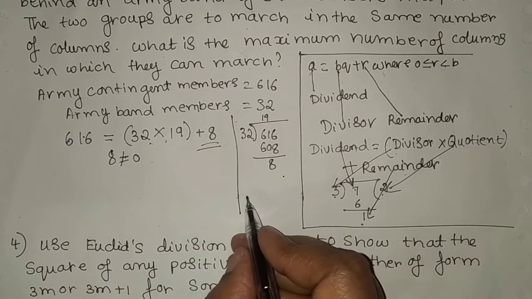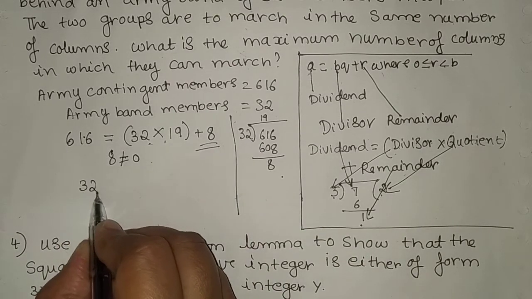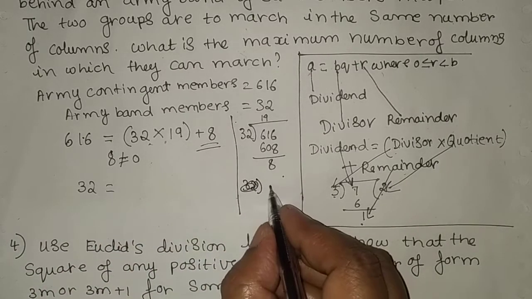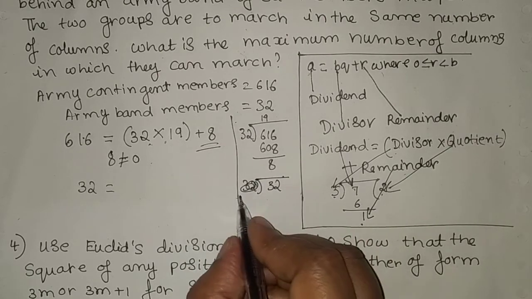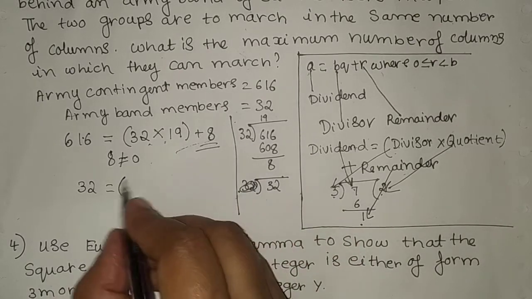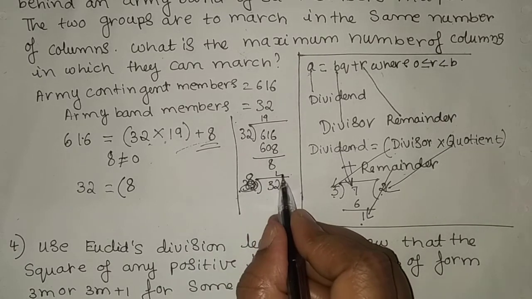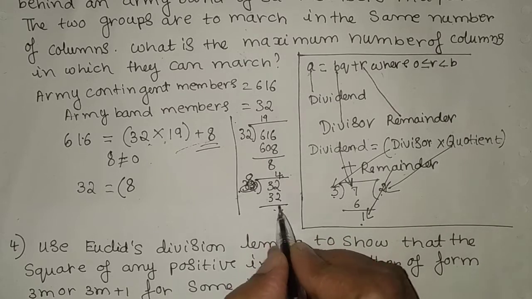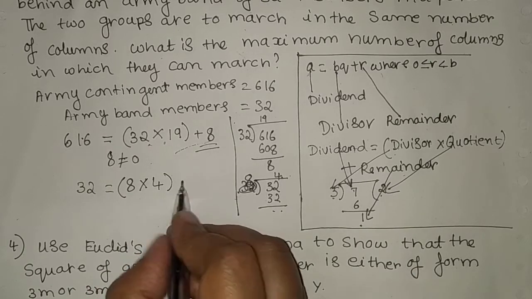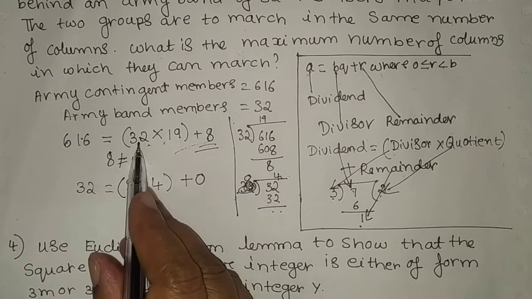Since 8 is not equal to 0, again we have to continue. Again 32 will come in the place of the dividend. So 32 will be the dividend and 8 will be the divisor. 8 4s are 32. The remainder is 0. So 32 equals 8 into quotient 4, plus 0 as the remainder. So this is the solution for the above problem.